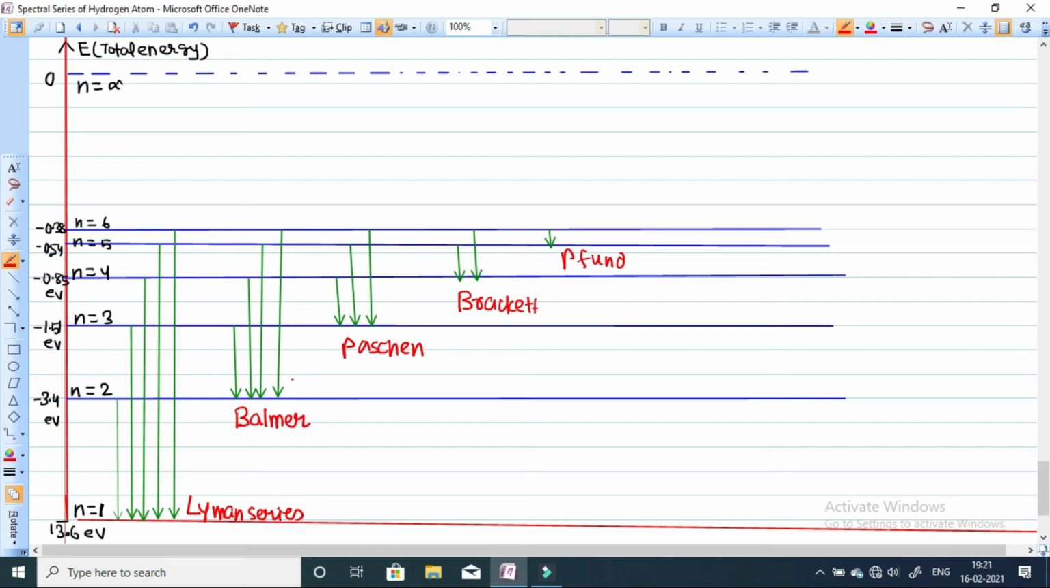We have also seen the spectral series. Now we will see the de Broglie explanation. The next topic is de Broglie explanation of the Bohr model, Bohr's second postulate of quantization.